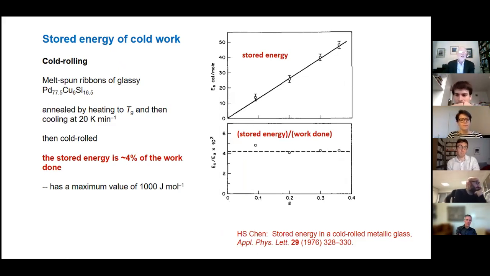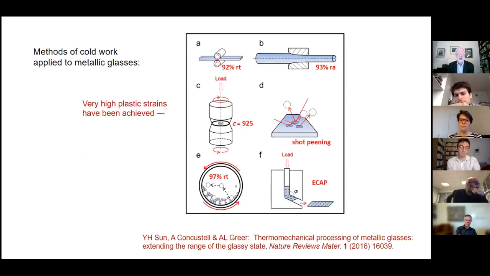Very interestingly, that's just the same number as you'd get for a polycrystalline metal, where if you mechanically work it, most of the work you exert is dissipated as heat, but somewhere between 1 and 10% of it typically is stored as extra energy in the form of increased dislocation density, etc. So this starts to look a little bit similar to crystalline systems.